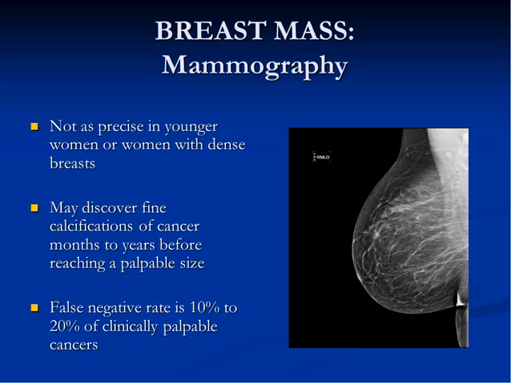Mammography is an effective tool to evaluate a breast mass in many women. However, it's not as accurate in younger women with more dense breast tissue. Because of this decreased accuracy, mammography is usually reserved for women over the age of 30 years during the evaluation of a breast mass. If a breast mass is palpable but the mammogram is negative for any abnormality, it is important to still refer the patient for further evaluation. Mammography has a 10 to 20% false negative rate and can miss a cancer that's palpable on exam.